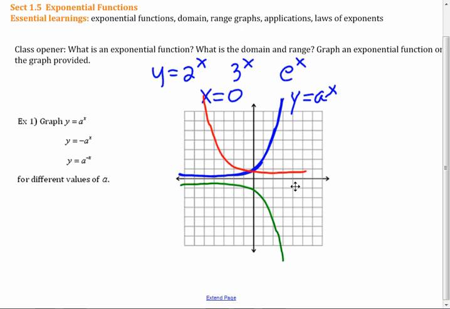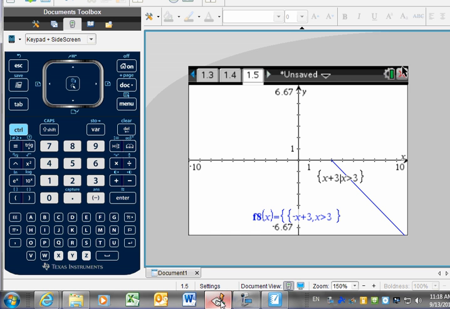I'm also going to bring up my Inspire calculator. And those are the three. You could, but this is the most important one: y equals a to the minus x. The green one, well, they're all important, is equal to minus a to the x. So I have my calculator up, and I'm going to go to a new document.